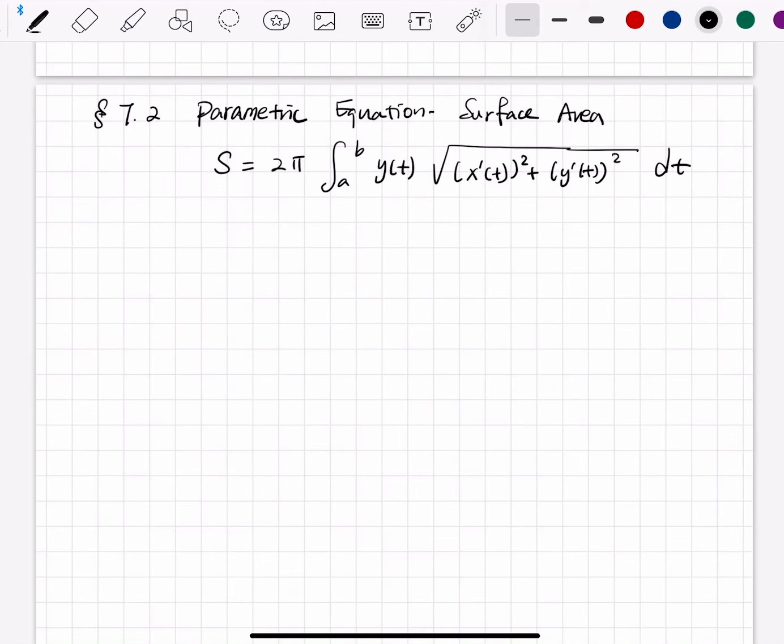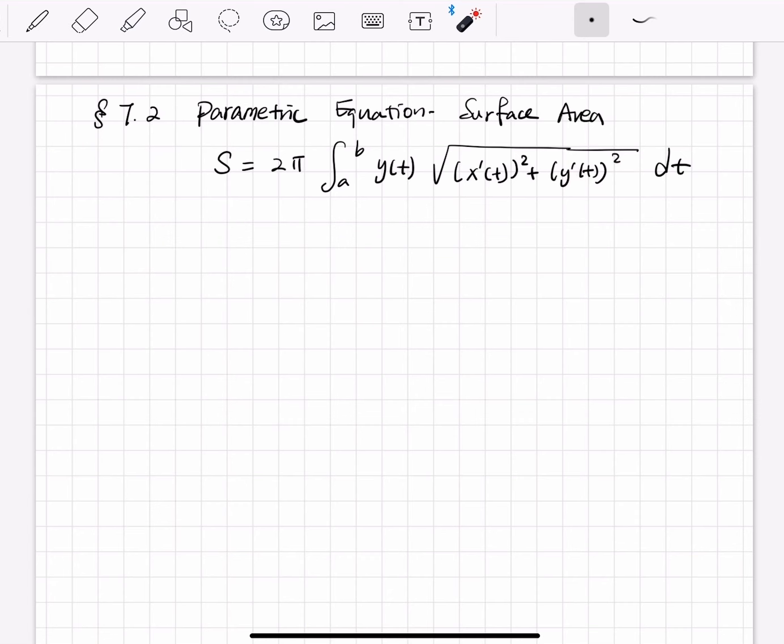Last part for section 7.2 is the surface area. The formula for the surface area is 2 pi multiplied by the integral from a to b of the function y of t multiplied by the square root of the derivative of the x function, so this was the (dx/dt)^2 plus (dy/dt)^2 dt.